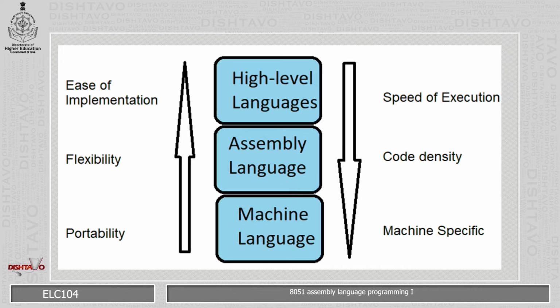Here by code density I mean the amount of packaging of code that is possible by using a high level language. The code size becomes too much, whereas as we move towards assembly language and machine language, the code size becomes very compact and less.